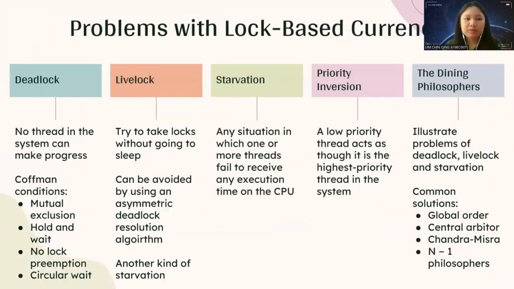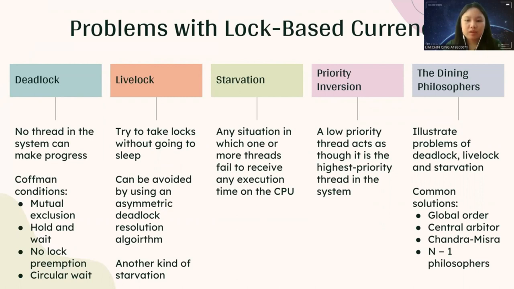Next, we move to the problems with lock-based concurrency. For deadlock, the system becomes unresponsive because no thread in the system can make progress. To achieve a deadlock, we need to fulfill the Coffman conditions: mutual exclusion, hold and wait, no lock preemption, and circular wait. Livelock is similar to a deadlock, but the difference is the processes involved are still actively running and consuming resources.